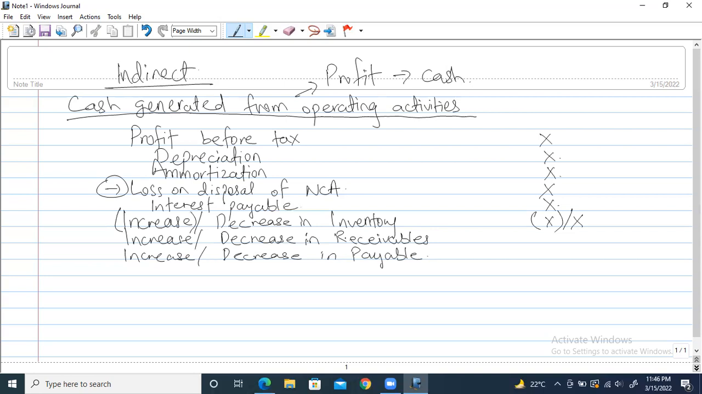We are not receiving it. So, minus. Exactly. For an increase, we will have to minus over here because the cash is naturally blocked. We will not have access to the receivables. Okay, so this will be minus.